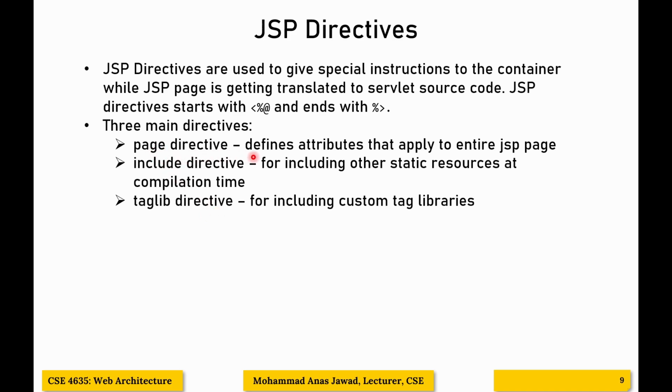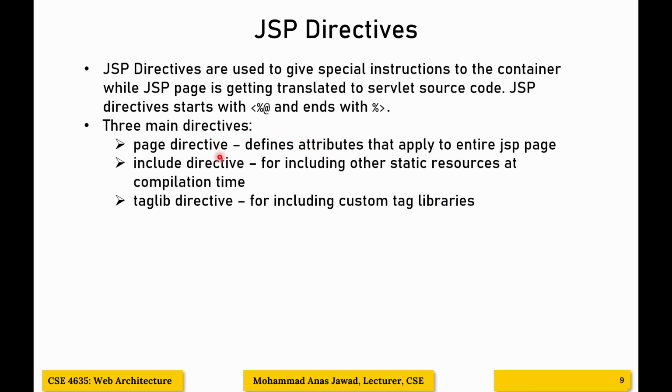The page directive is used to define attributes that apply to an entire JSP page. The include directive is used for including other static resources at compilation time. So for example, if I want to include the content of a file called header.html inside my JSP page, then I can use this include directive. Lastly, we have taglib directive, which is used for including custom tag libraries. Now, when it comes to tag libraries and custom tag libraries, those are completely different concepts, which we will be taking a look at later on.